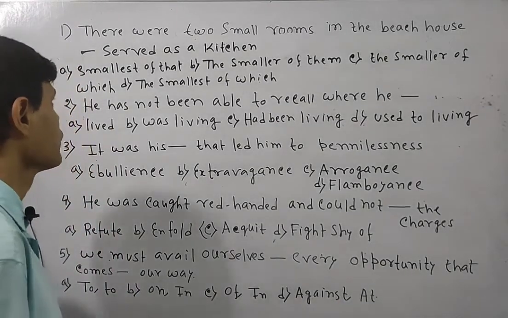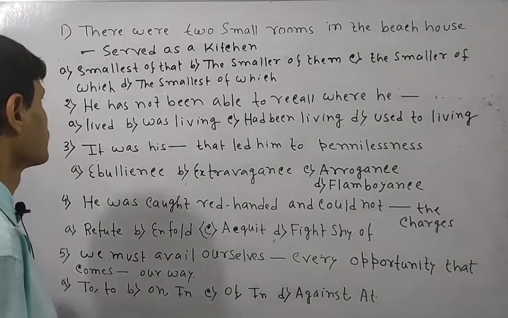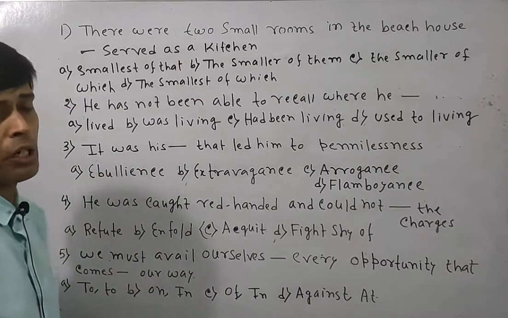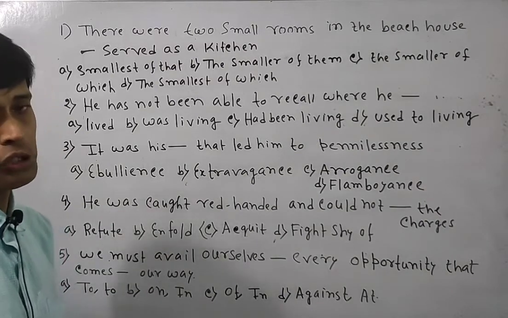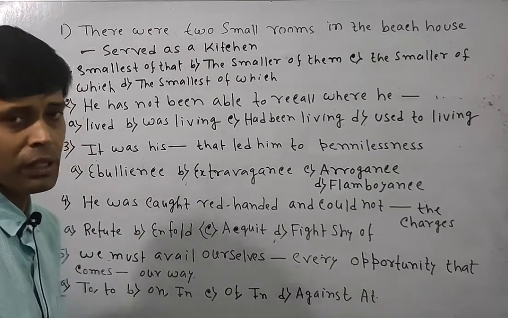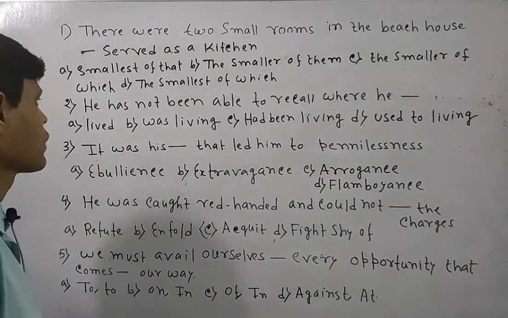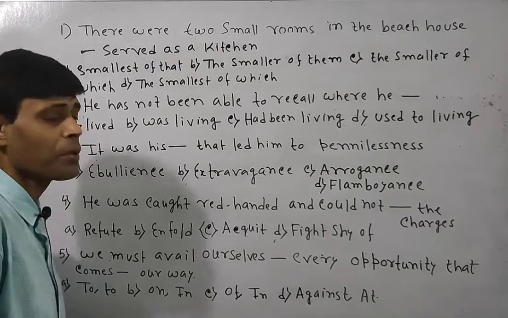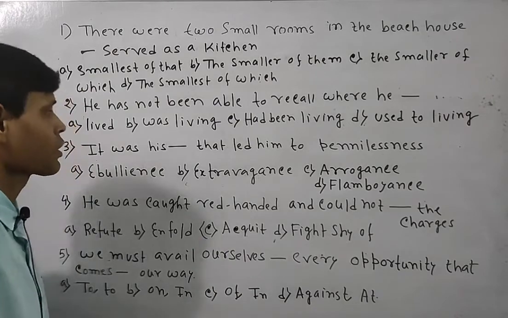Now look over the question. There are 2 small rooms in the beach house. Here is a blank served as a kitchen. Smallest is in the superlative form. There is no question of writing the superlative form here, because whenever you write the superlative form, you have to compare one thing with the overall. So the superlative degree options, the smallest of which, the smallest of that, are automatically eliminated. Now look over the next option, the smaller of them, the smaller of which.